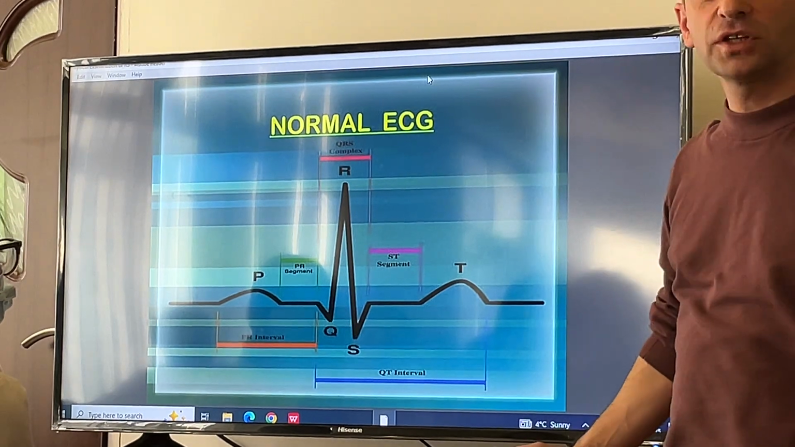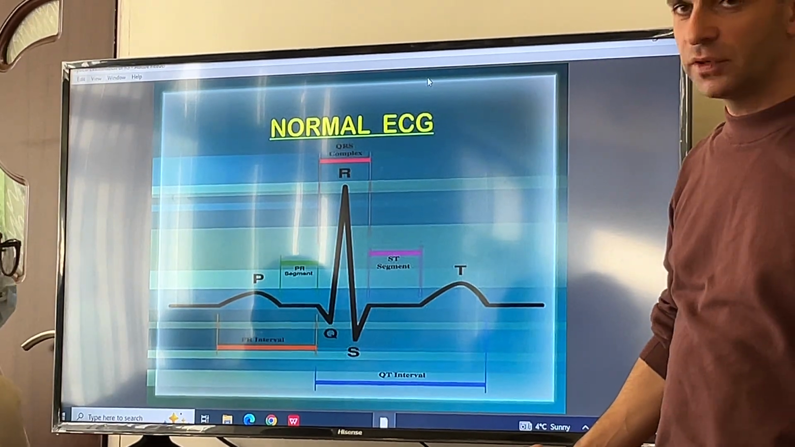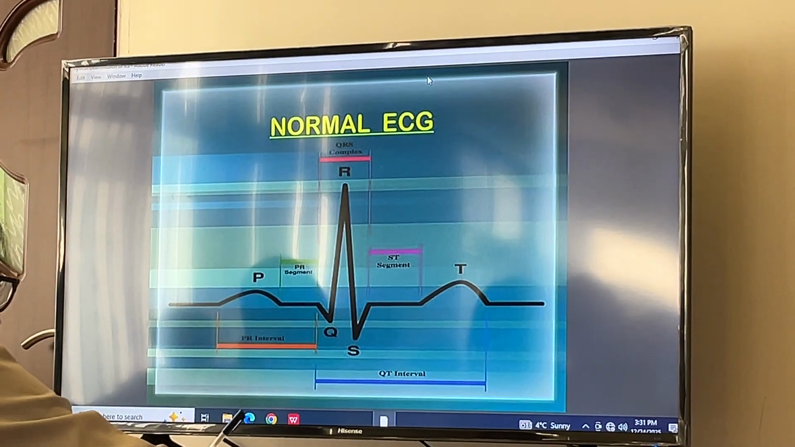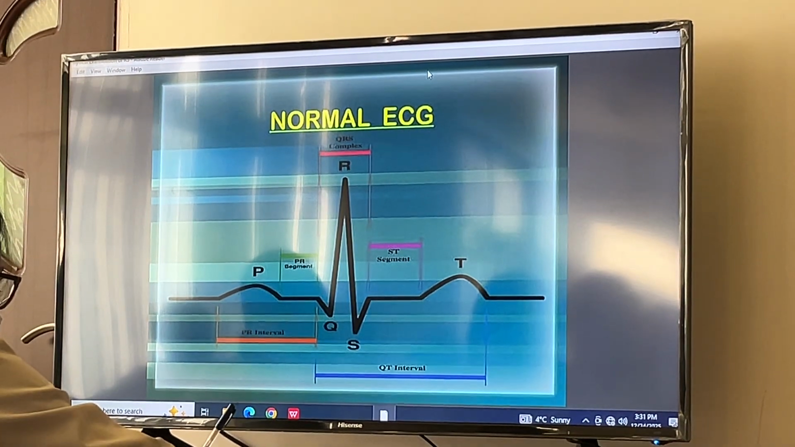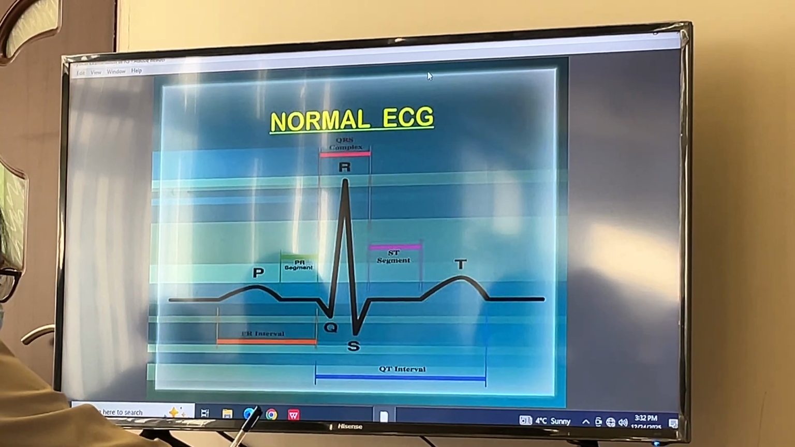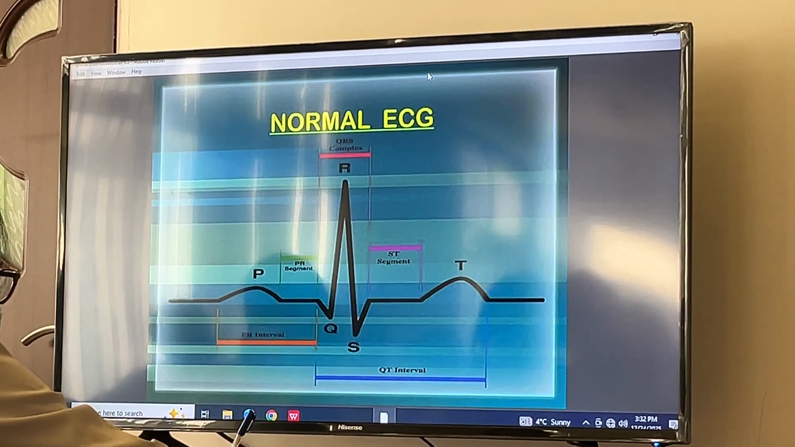QT interval is called electrical systole here right now. It is also very important interval. Values please learn from 0.33 up to 0.44 usually, or 0.35, 0.44.